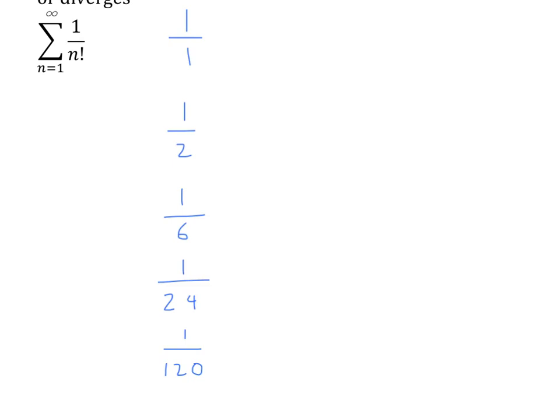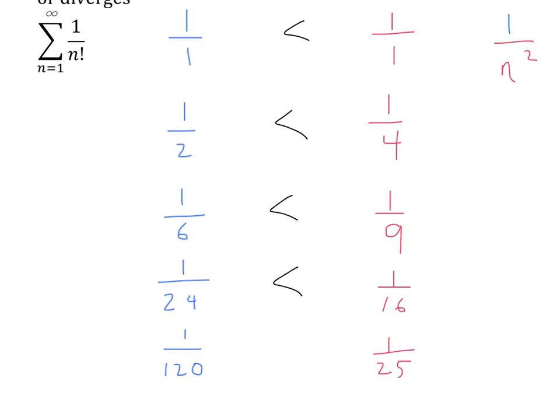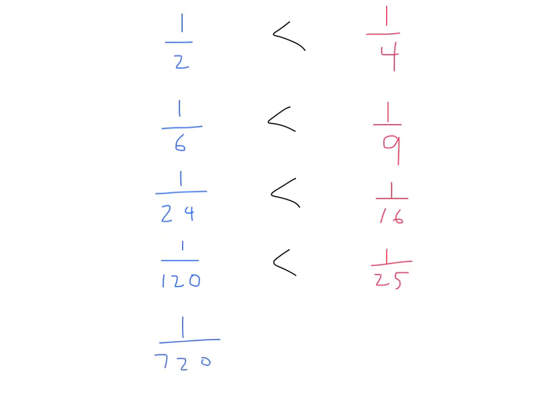So I'm going to try a p-series. I'm going to try the series 1 over n squared. 1 over n squared would give me 1 over 1, 1 over 4, 1 over 9, 1 over 16, 1 over 25, and I could keep going here. So the question is this: are all the ones on the left actually smaller than the ones on the right? And after a point, we can see the answer is yes. Way down here at the bottom, 1 over 120 is definitely smaller than 1 over 25. The next one in the factorial chain, 1 over 720, is way smaller than 1 over 36, right?